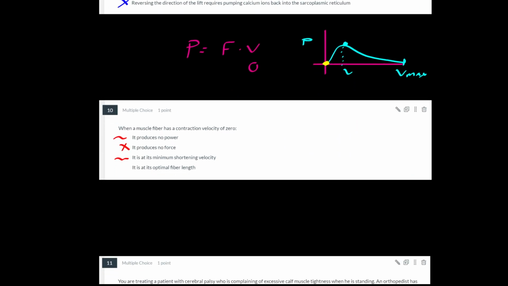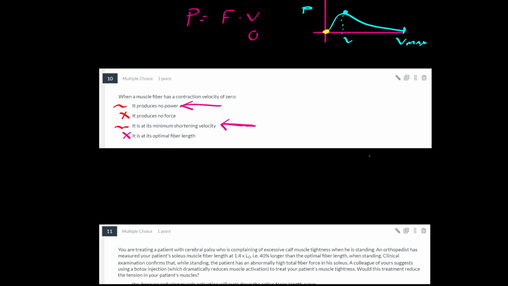And then this last one, it is at its optimal fiber length. Well, not necessarily, because you could be doing an isometric muscle contraction in a very stretched out position of your muscles, right? So maybe if you're doing bicep curls and your arm is all the way out like this, but you're just barely holding the weight up by applying a muscle force this way, and it's isometric, so there's no velocity, you might not be at your optimal fiber length, but you could have a contraction velocity of 0. So we'll say certainly this one seems to be the best answer, although you could have maybe made a case for this one, despite that subtlety of actually being able to have negative contraction velocities.